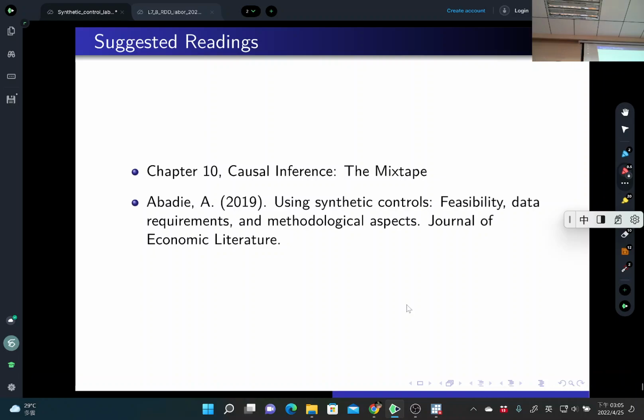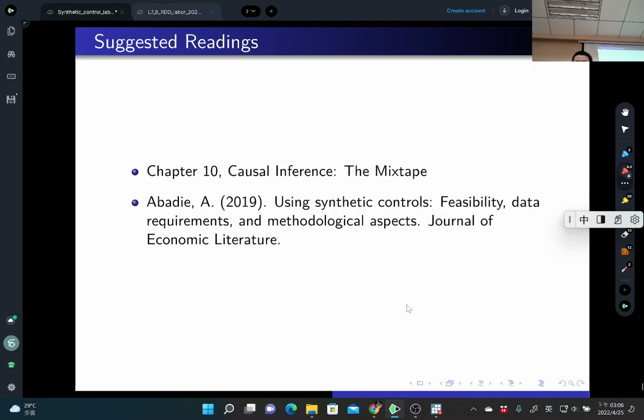Traditional textbooks, like Mostly Harmless, actually do not cover the synthetic control method. But in the new textbook, Causal Inference: The Mixtape, chapter 10, you can look at. And also, they wrote a survey paper about the synthetic control method, you can also look at. Okay? And that's for the synthetic control method. So, any questions?